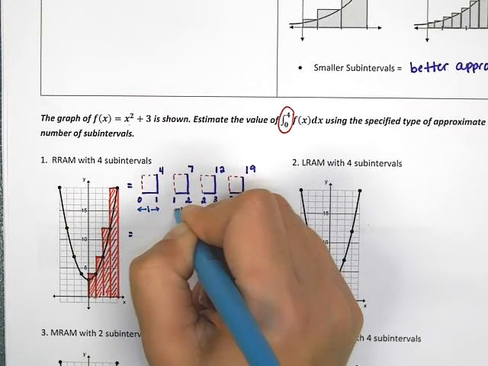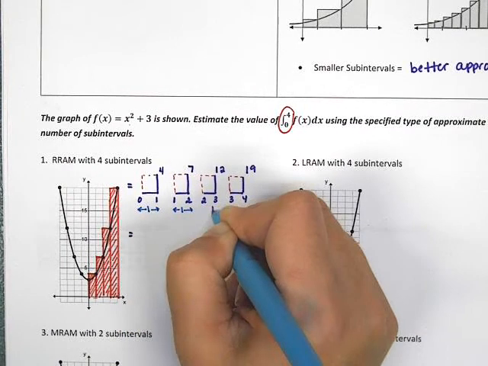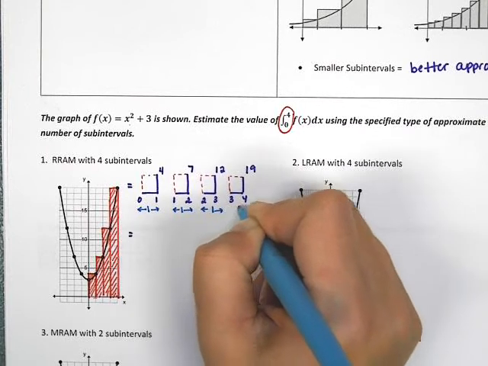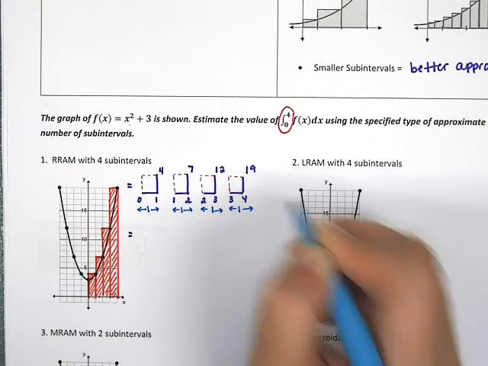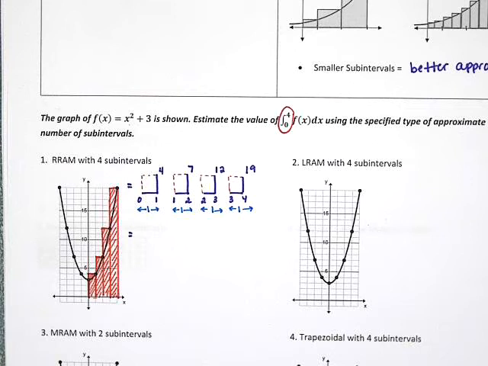Here my base would have a width of 1. Here my base has a width of 1. And here my base has a width of 1. From 3 to 4, from 2 to 3, from 1 to 2.